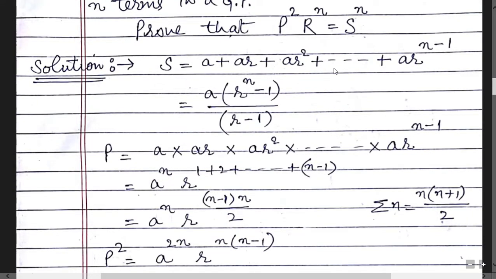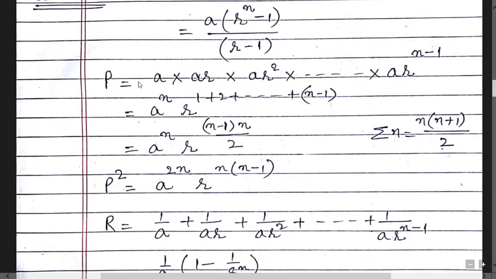S is simply the sum A, AR, AR square, and so on up to AR raised to power n minus 1. You can write the formula of S. Now what about P? P is the product of all the terms. A is n times. It means you can write A raised to power n. What about R? Base is same. You can add the powers. Then in the power, apply the formula of sigma n. Then P squared is A raised to power 2n, R raised to power n into n minus 1.